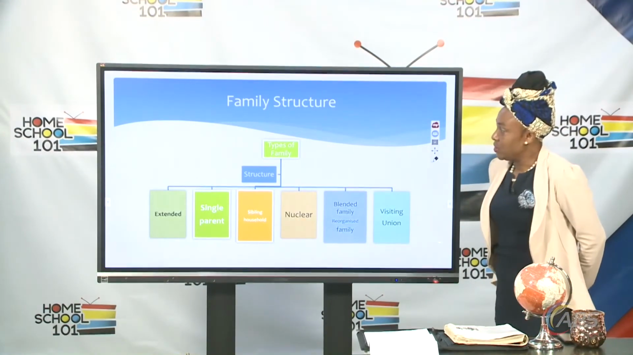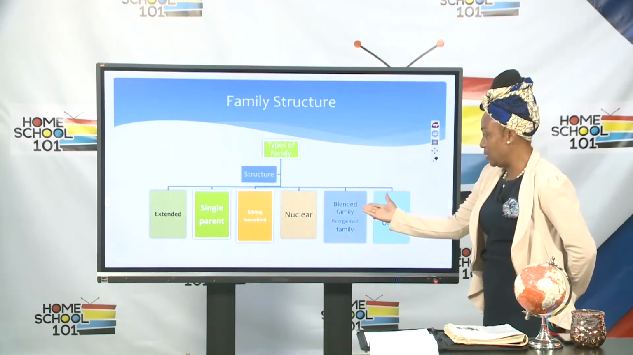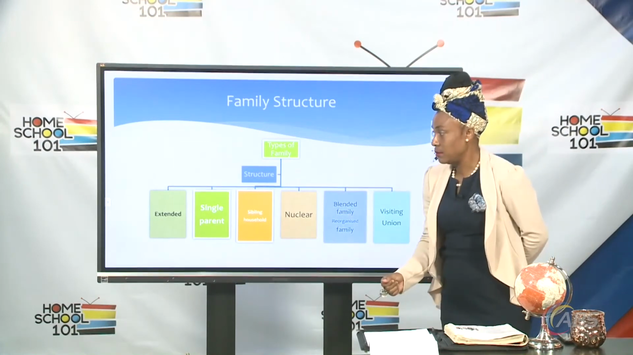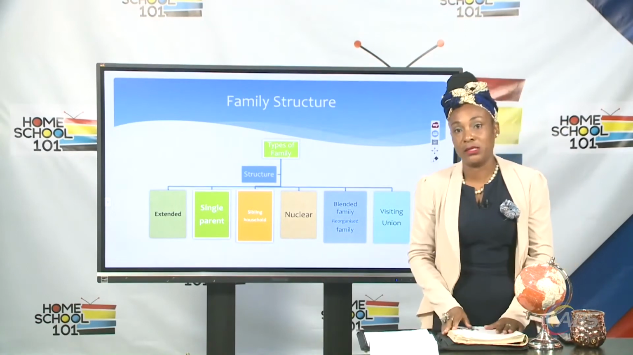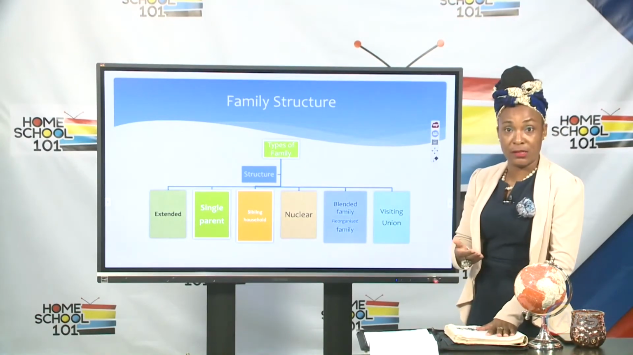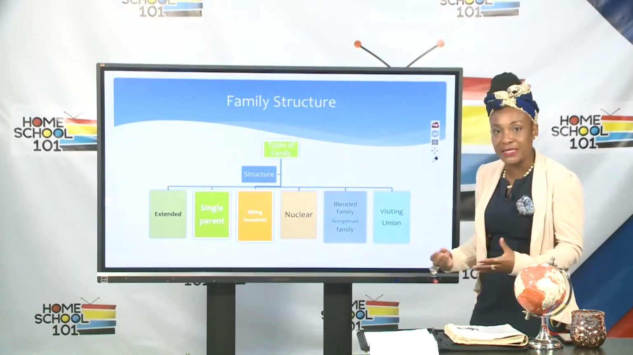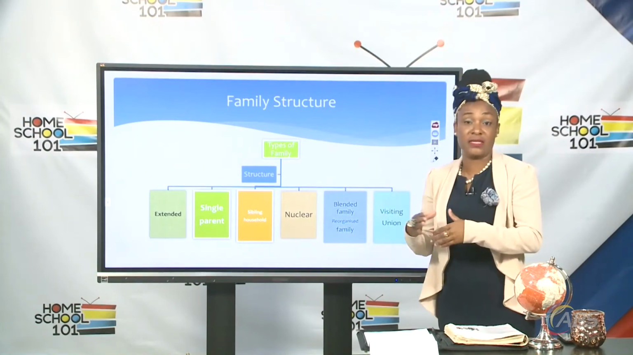Still on family structure, students, and of course, I think this is familiar information to you. Types of family: extended. What is an extended family? Of course, extended family consists of our grandparents, our parents, sometimes uncles, cousins, siblings, all living together under the same roof.